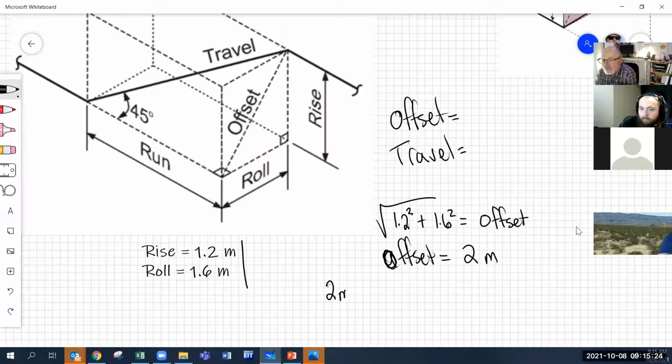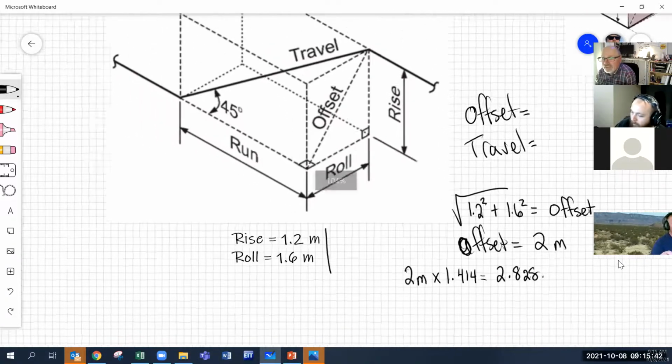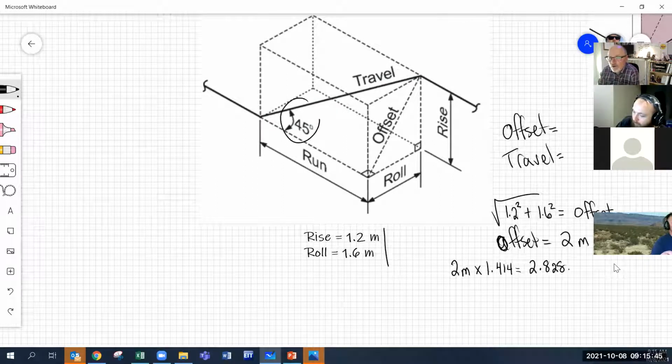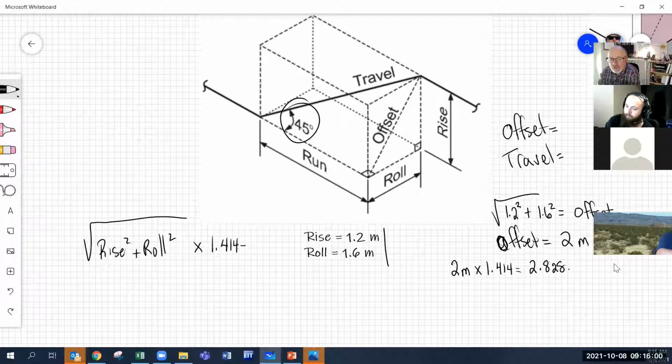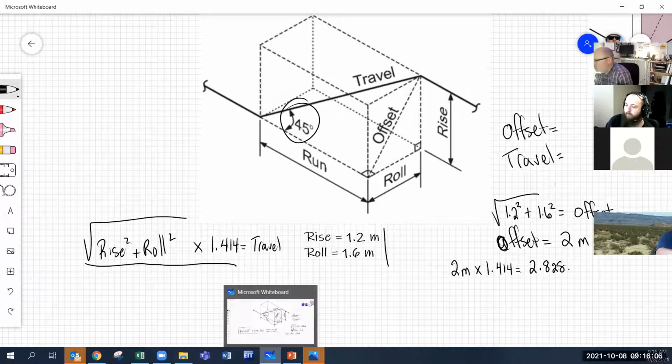We take our offset and we multiply it by 1.414. And that would be 2.828. So again, for this type with 45s, this is the formula. You take the rise squared plus the roll squared, you square root it, and then you times it by 1.414 to get your travel. So this formula you need to remember.